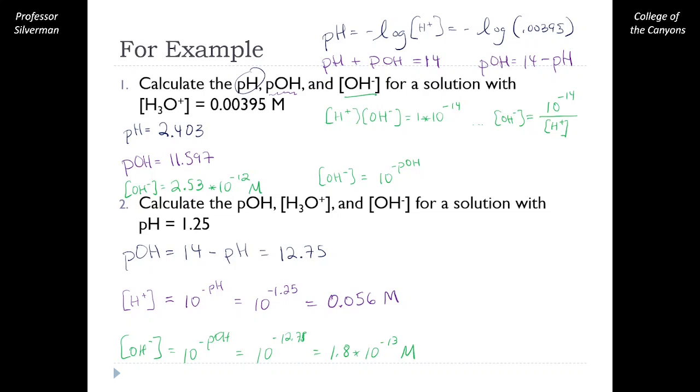A couple of notes here as we're doing these calculations. This first solution we can see has to be an acid. The amount of H+ is much bigger than the amount of OH-. Or the pH is less than 7. Or the pOH is bigger than 7. All of these point to our solution being acidic.